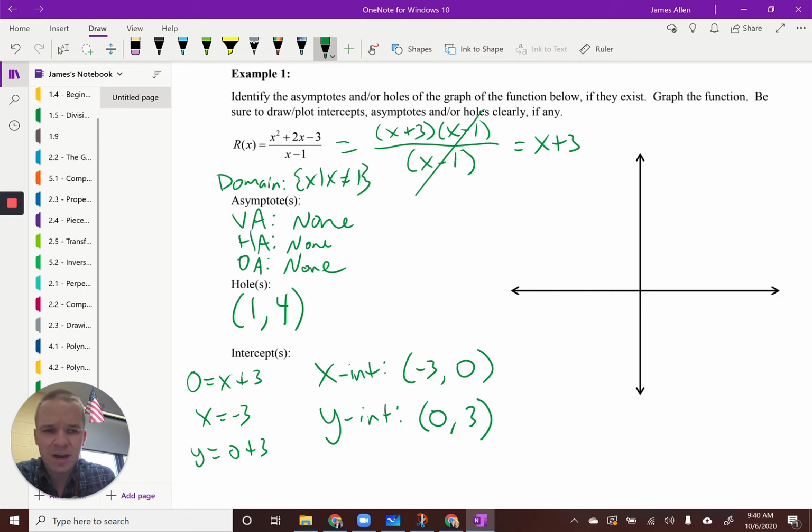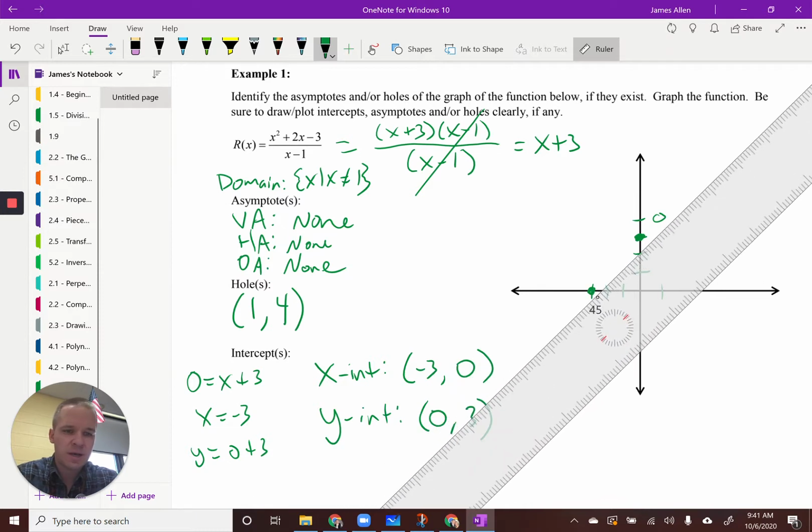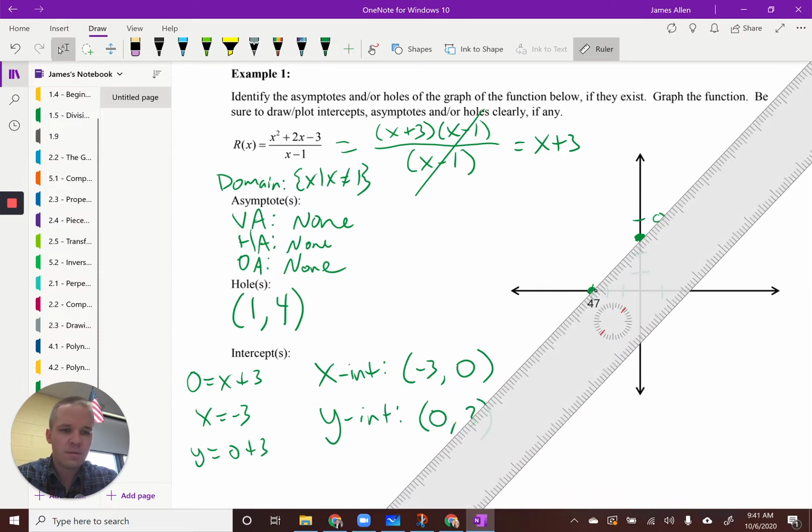Let's see here. So I've got a hole at 1, 4. I've got -3, so I'm gonna go with my x first. 1, 2, 3. There's my x-intercept. My y-intercept is 0, 3, 1, 2, 3. Okay. I have a hole at 1, 4. And now I'm gonna go ahead with my ruler here and see if I can pop that guy on there and connect everything.